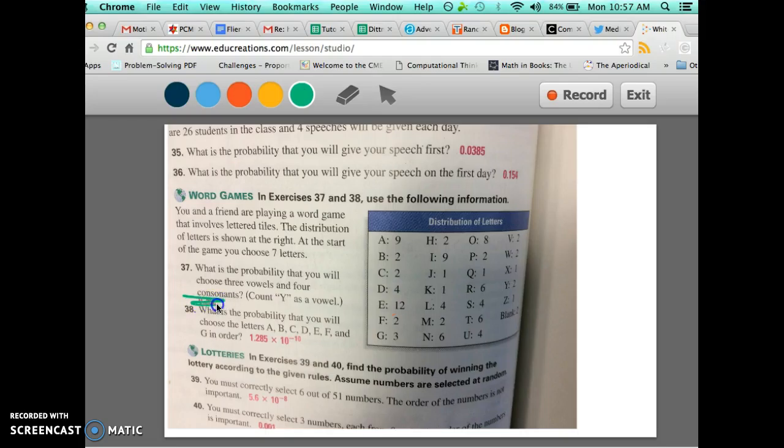Count Y as a vowel. I'm covering up the answer so we don't look at that. Cover up this answer down here too. And then what is the probability that you will choose the letters A, B, C, D, E, F, and G in order? Now I found this one to be much easier than this one. So now is a good time for you to pause this and try it on your own a little bit, and then we'll talk a little bit more about it.